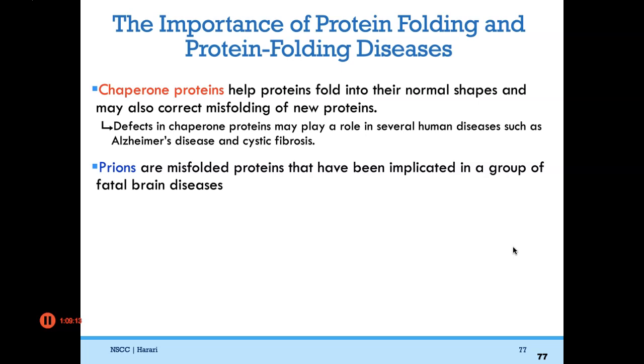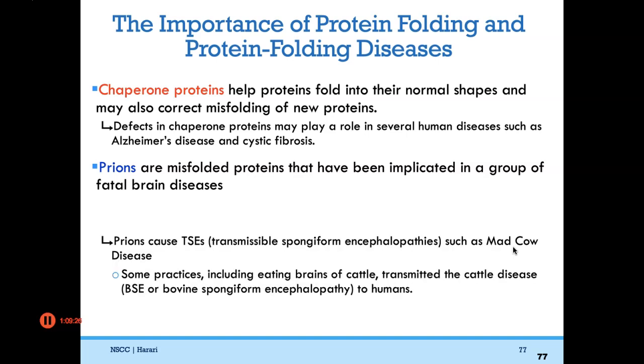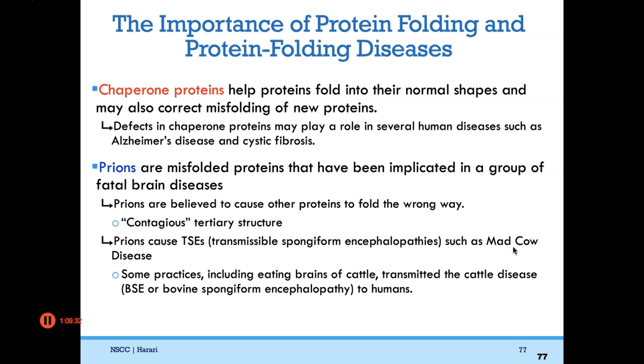Prions are another very interesting type of molecule. Prions are types of misfolded proteins that are implicated in a group of fatal brain diseases. So prions are believed to cause other proteins to fold the wrong way. So it's almost thought about as being a contagious tertiary structure. So one protein gets misfolded as a prion, and that prion causes other proteins to be misfolded.